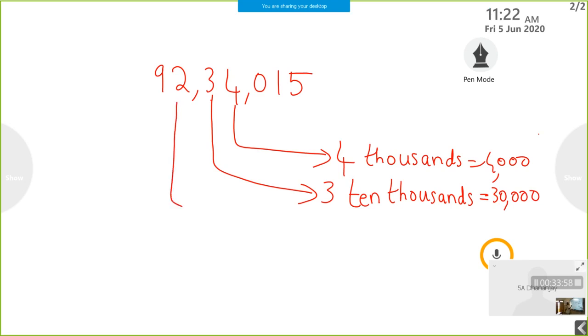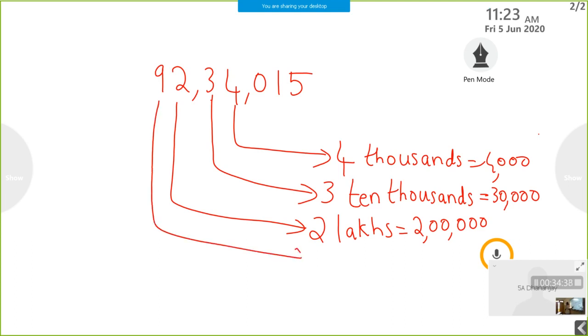Now coming to the next place, it is the lakhs place. The lakhs place has the digit 2. So the place value of 2 in the lakhs place is 2 lakh. How many zeros are there in a lakh? It's a 6-digit number, so it has 5 zeros. So 2 lakhs have 5 zeros. 2 into 1 lakh is 2 lakh. You can write it in words or in numerals.